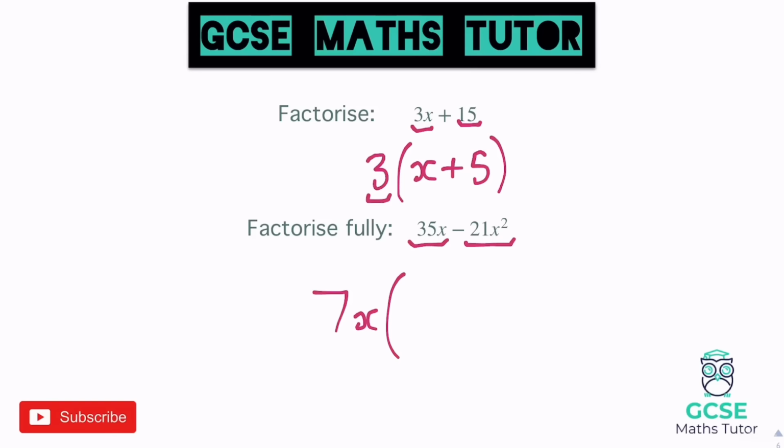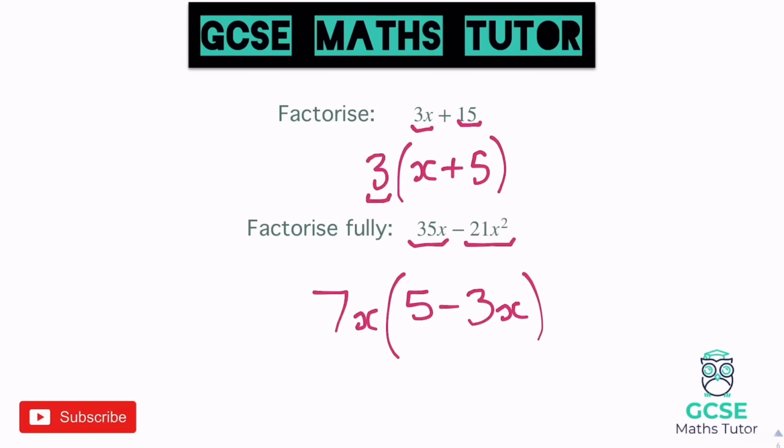We'll have to times 7x by 5, but we don't want to put an x in there because we don't want to make that go up to an x squared. Copy the symbol. We times 7 by 3 to get 21, but we want that to be an x squared, so I'm going to stick another x in there with it. That would enable us to get an x squared when we expand that, and there's our final answer, factorised fully.